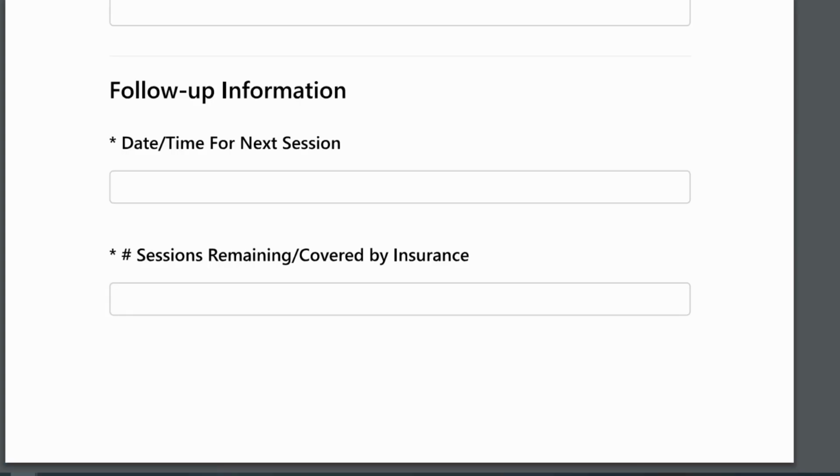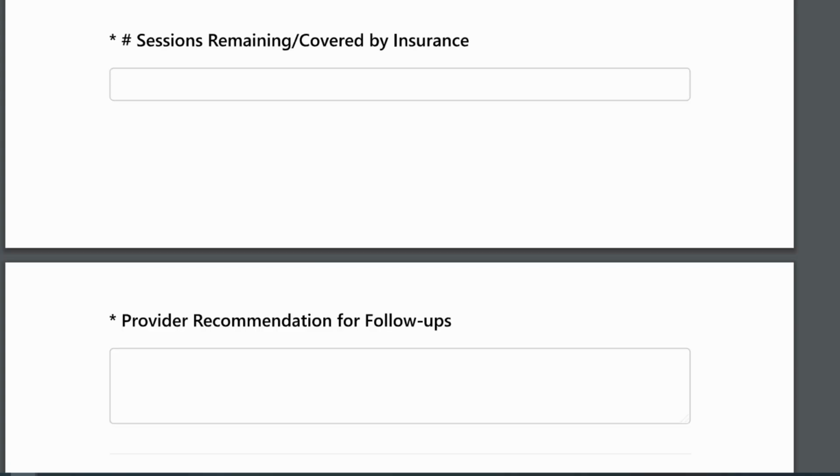The next part of my note is the follow-up information. So the date and time for the next session and insurance information. For an initial session, I would indicate something like 5 sessions for 2024 remaining so I can stay on track and stay within the coverage. Under the provider recommendation, I include the frequency for the sessions, so whether they're weekly, bi-weekly, monthly, or bi-monthly.